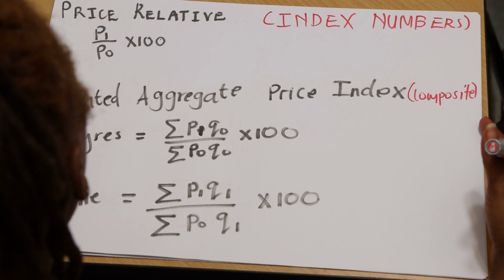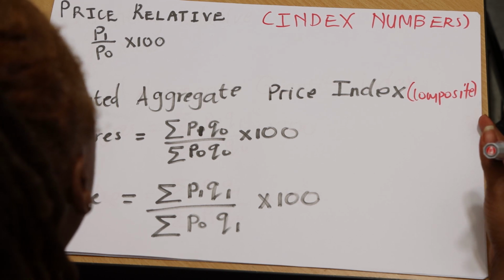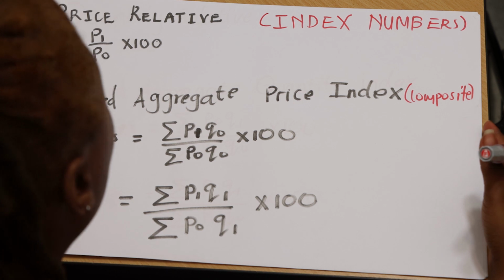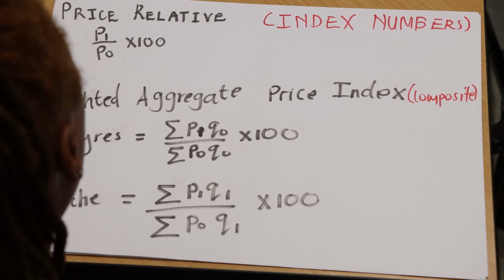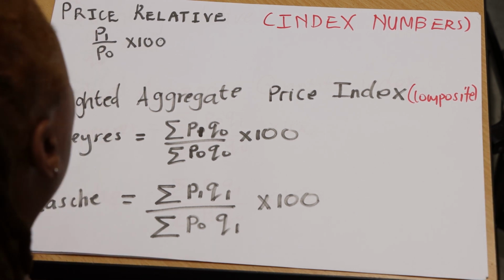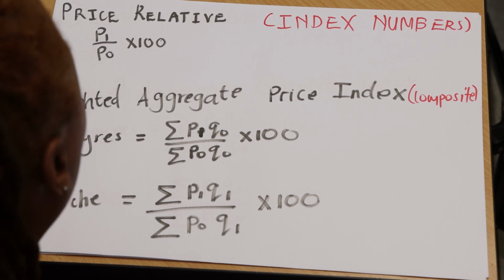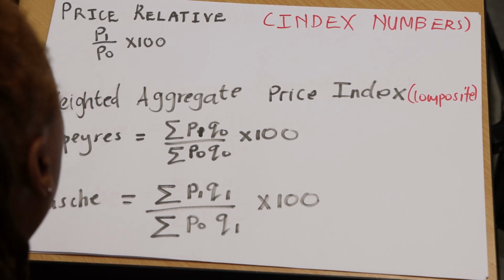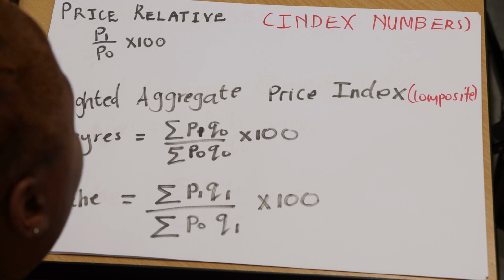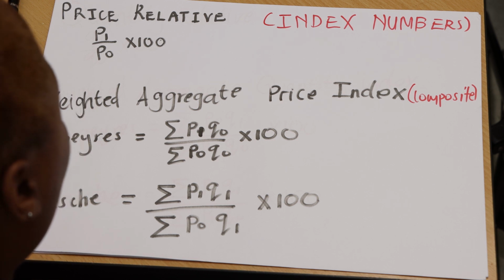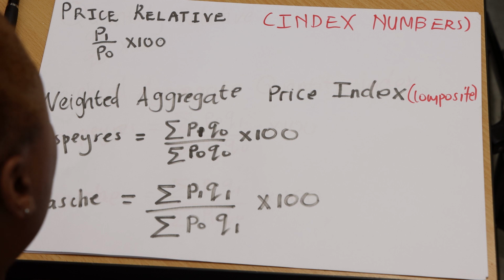So in this video, I'm going to be making index numbers, starting with the price index, which has three equations. The first one is the price relative, which is for when you are calculating for a single item. And then we have the composite price index. That's when you are calculating for multiple items.